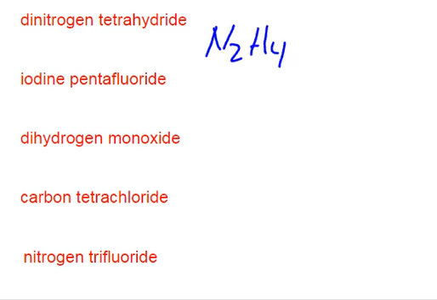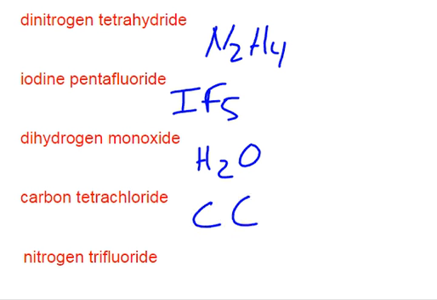Into N2H4. What'd you come up with for iodine pentafluoride? Yeah, IF5. You notice we didn't put monoiodine. Mono you don't have to put on the first one because a lot of compounds are mono whatever. So then if you alphabetized compounds, you'd have like 800 mono somethings. So then the alphabetical list isn't really helping you. Dihydrogen monoxide, H2O, that's its technical chemical name. Carbon tetrachloride, CCl4, and then nitrogen trifluoride, NF3.